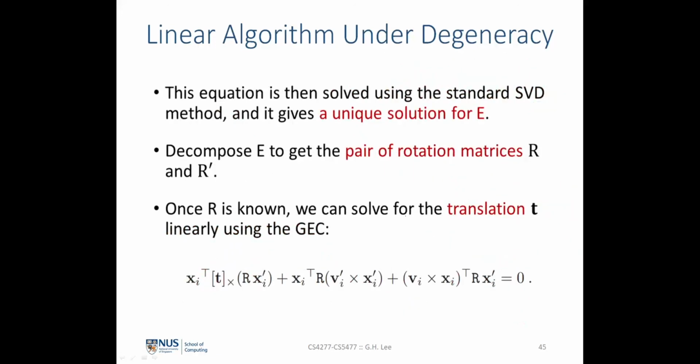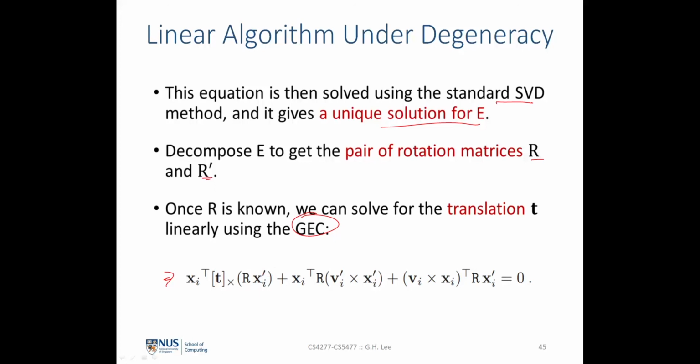So, as I mentioned earlier, solving this particular equation with the standard SVD method would give us a unique solution for the essential matrix. We can then decompose the essential matrix according to the method that we have seen in the epipolar geometry lecture, to get the pair of rotation matrices, which we denote as R and R prime. Now, instead of further using R and R prime and the essential matrix to get the translation vector, we are going to make use of the generalized epipolar geometry that we have seen earlier to solve for the translation vector.